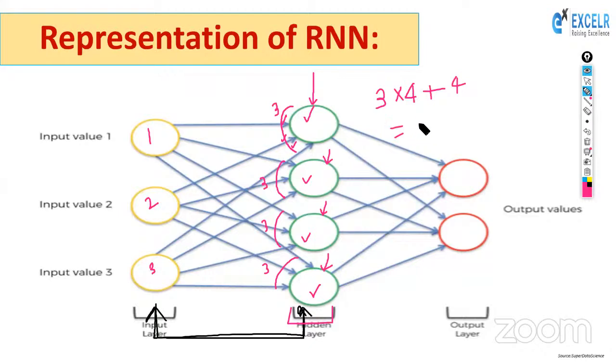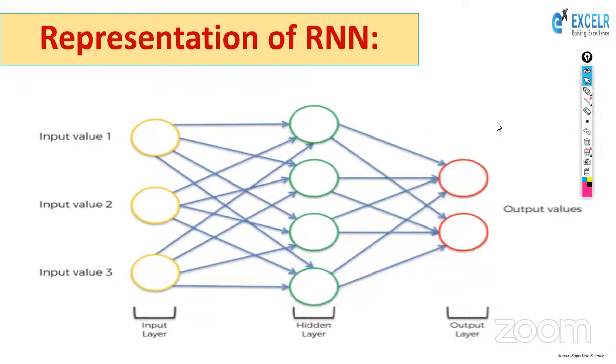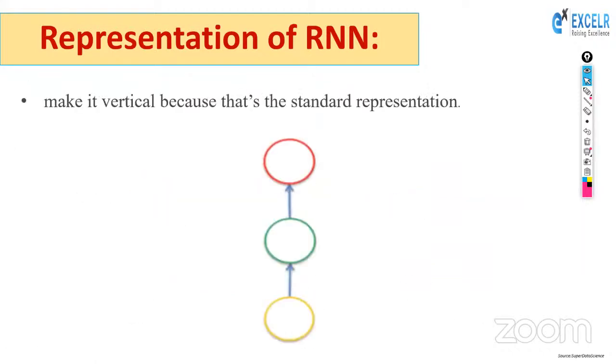How much? 12 plus 4. 16. So 16 weights are being adjusted between the input layer and the hidden layer. All right. So I hope this part is clear to you guys. Now let's see what are the things used when it comes to the chatbot.